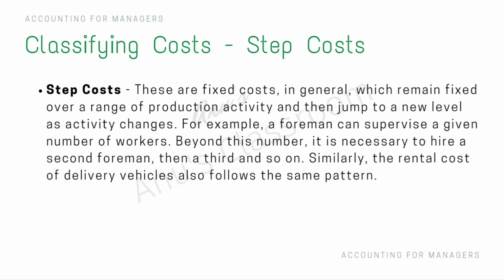What are step costs? Step costs are again fixed costs which in general remain fixed over a range of production activity, but then they jump to a new level as the activity changes. For example, if a foreman can supervise, say, 10 workers, and 5 more workers come in, making a total of 15 members, then with one foreman you cannot supervise all 15 members. You will have to hire one more foreman, making a total of two foremen to supervise 15 members.